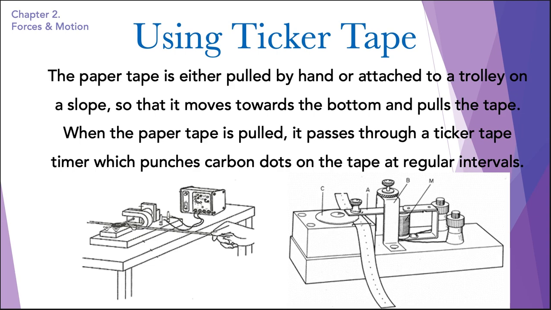So, using the ticker tape timer. What is a ticker tape timer? The ticker tape timer is also another way to record motion. In the ticker tape timer, we have a paper tape. The paper tape is either pulled by hand or attached to a trolley on a slope so that it moves towards the bottom and pulls the tape.